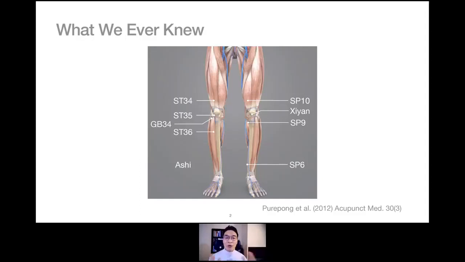I believe this is what most people think about knee pain. And it is backed by the study by Pong in 2012, which recapped all the acupoints used by the clinical trials, and those are the most frequently used 10 points for knee pain. But I want to go a little deeper about knee pain.